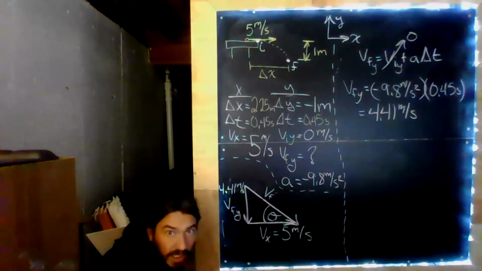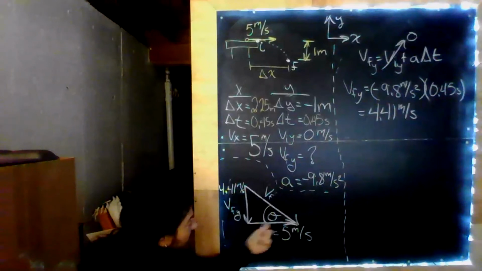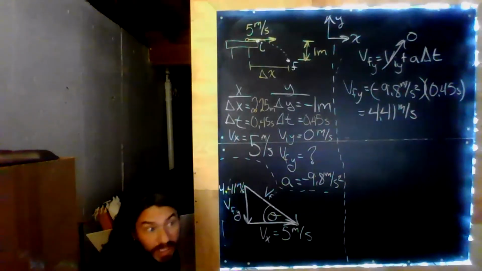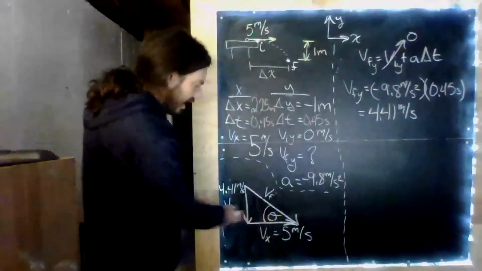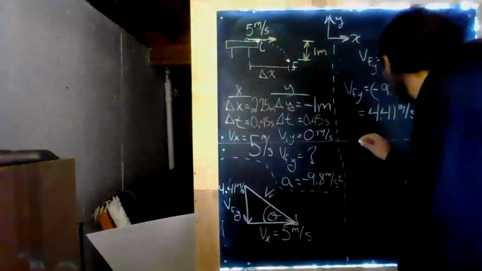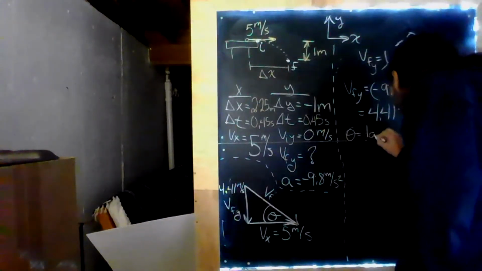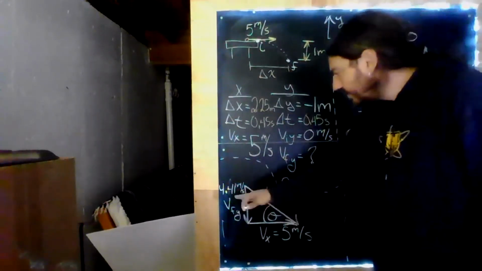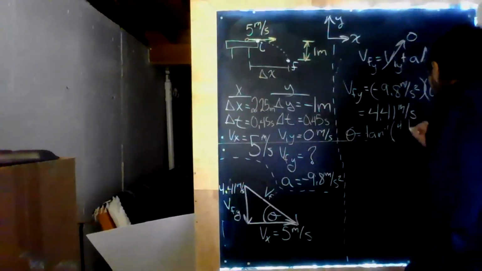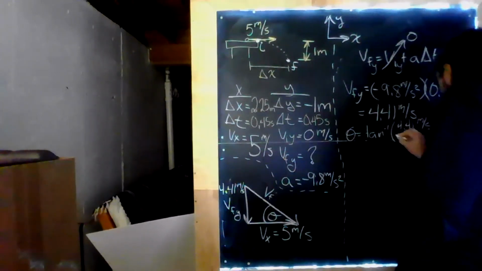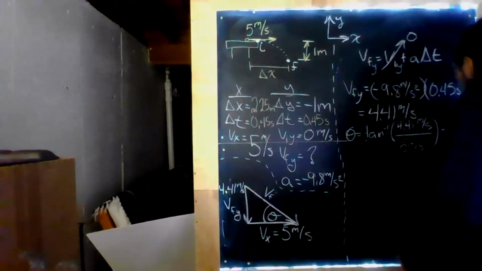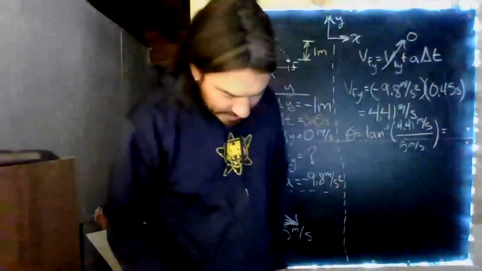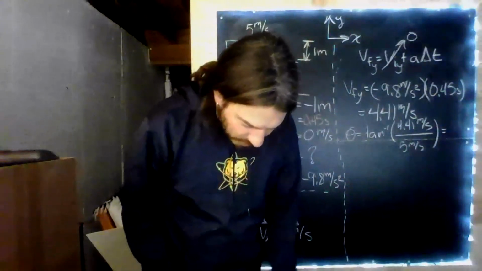Okay, so now we've got the 2 legs of our triangle. We can always find the third leg, and we could use a tangent to find the angle. So that's how we can answer this question. What is its impact angle is the next thing it says. And so we know the opposite, we know the adjacent, so we can do inverse tangent to find the angle. So theta equals tangent inverse of opposite, 4.41, over adjacent, 5. And when you run your calculator, I got 41.4 degrees.